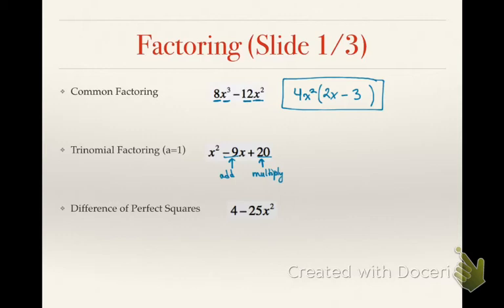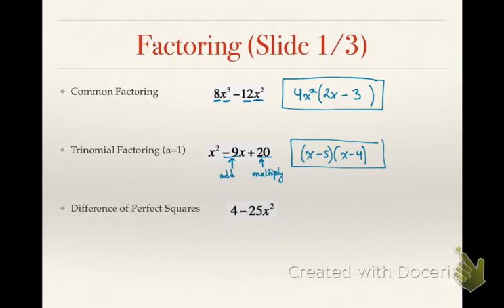And there's several possibilities for 20. You have 1 and 20, 2 and 10, 4 and 5, but the two numbers that multiply to positive 20 and add to negative 9 are going to be negative 5 and negative 4. And there's your factored form. Sometimes it takes a little bit to figure out what they are, but essentially it's going to be the two numbers that multiply to the constant term and add to the coefficient of the x term.